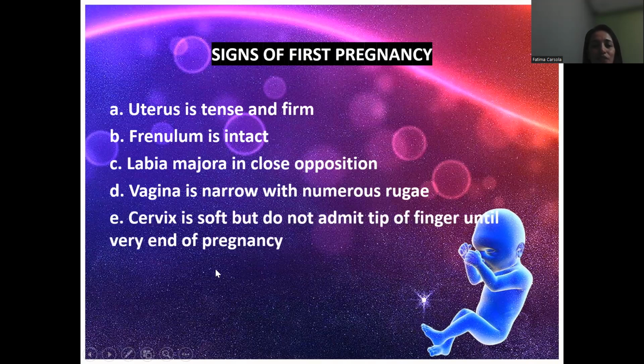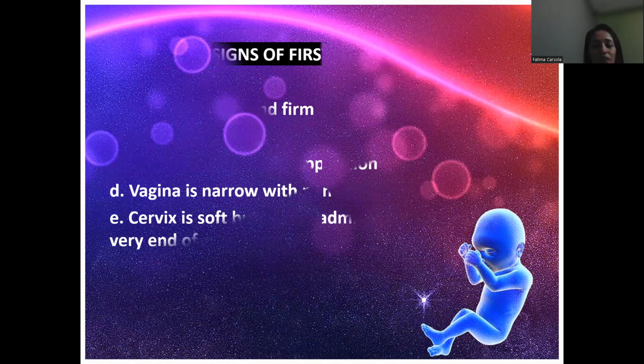Next is the cervix is soft, but it will not admit the tip of the finger until the very end of pregnancy because the cervix will just have what we call the Goodell sign. Diba? You have the Goodell sign when the cervix becomes more profuse with blood and when the cervix becomes soft for it to be dilatable, and that happens only at the very end of pregnancy.